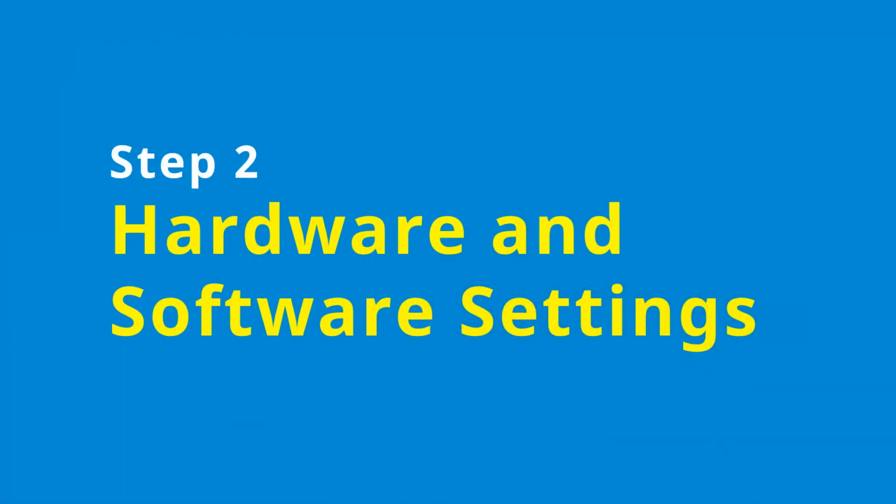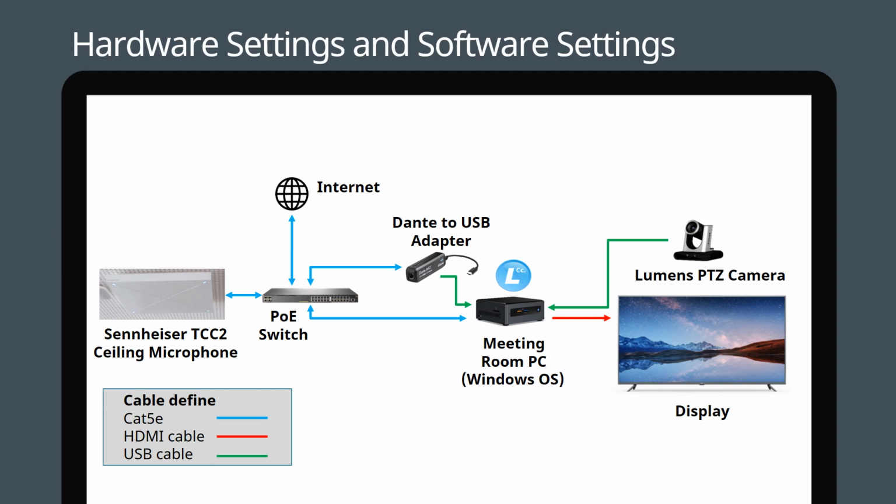In this section, we will help you configure the settings. Make sure your Sennheiser TCC2 Ceiling microphone is mounted on your ceiling, then connect it to a PoE network switch. Connect your PC to the network switch with an Ethernet cable. Connect your PC and USB Lumens camera with a USB cable.